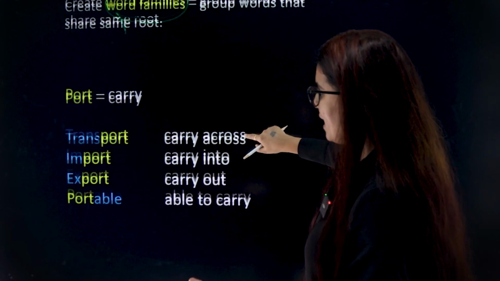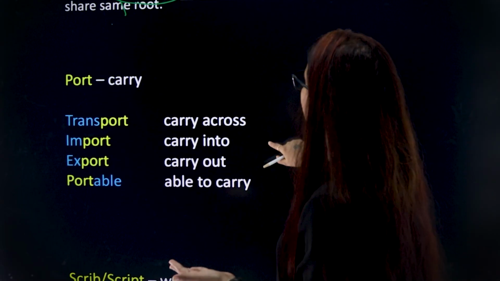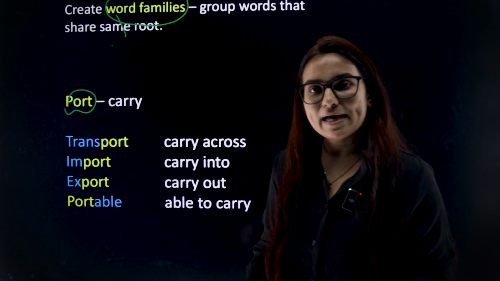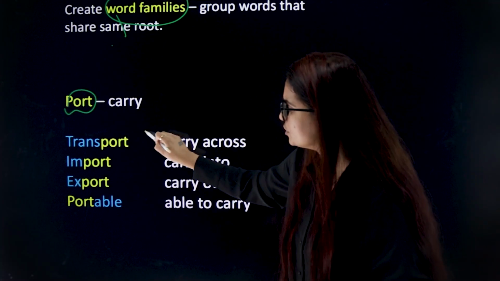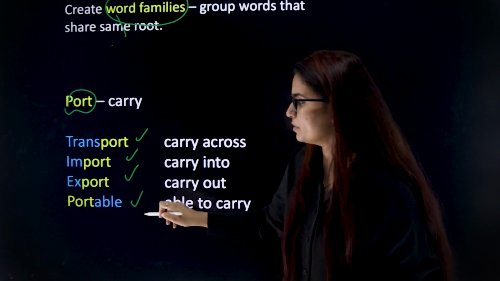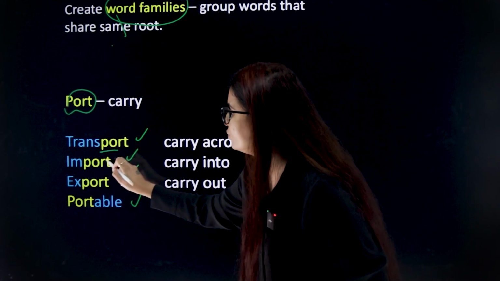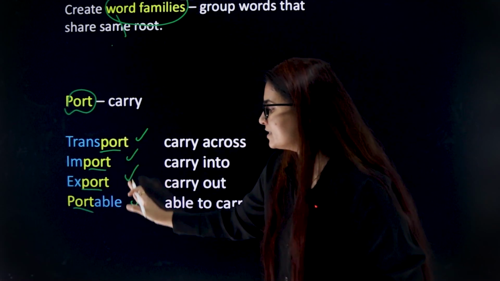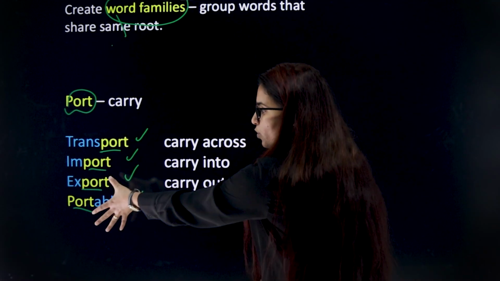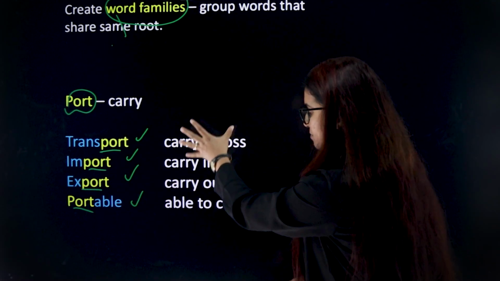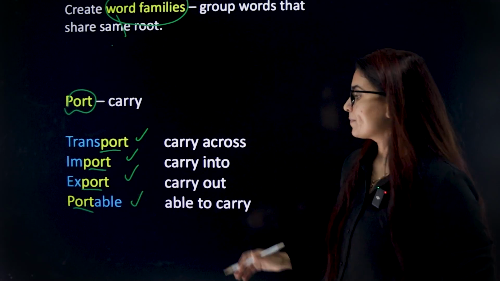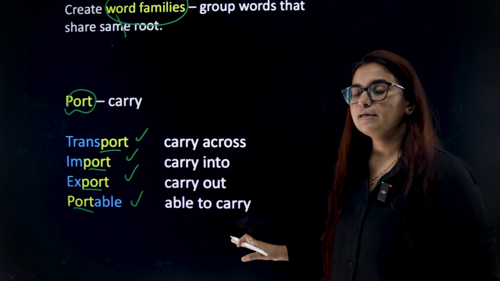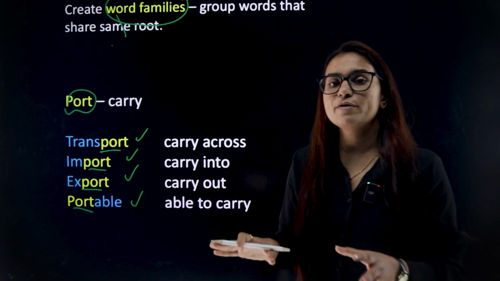Moving further, we have a word family example. Over here, the root we have is port, which means to carry. And we have transport, import, export, portable. If you see, I've highlighted the root separately. All we have is prefixes, suffixes. Once you know the meaning of the root, you can know the meaning of the entire word properly. Carry across, carry into, carry out, able to carry. This is an example of a word family.